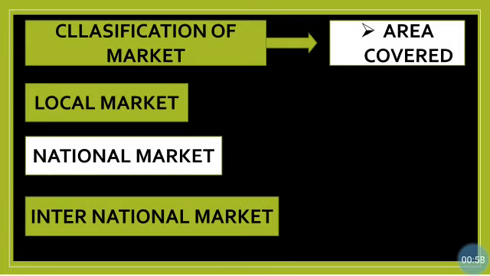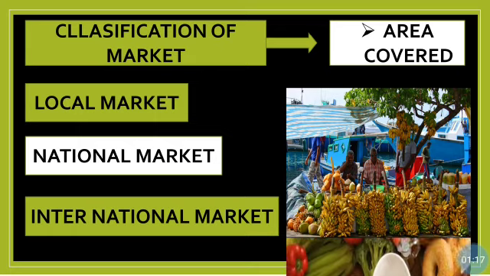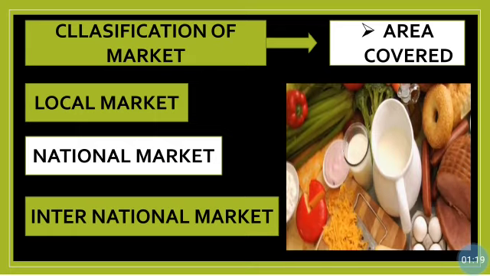Let's study local market. If commodities are produced in a particular village and sold in the same or nearby villages, it is called a local market. Goods sold in such markets are perishable in nature, such as fruits, vegetables, milk, etc.